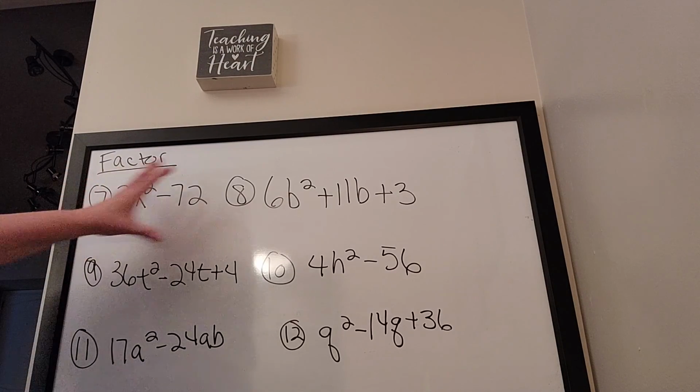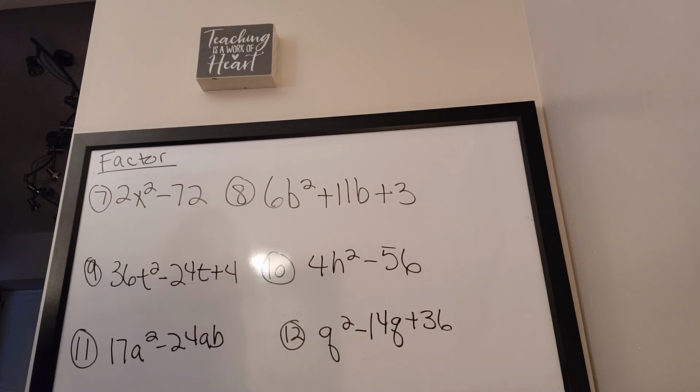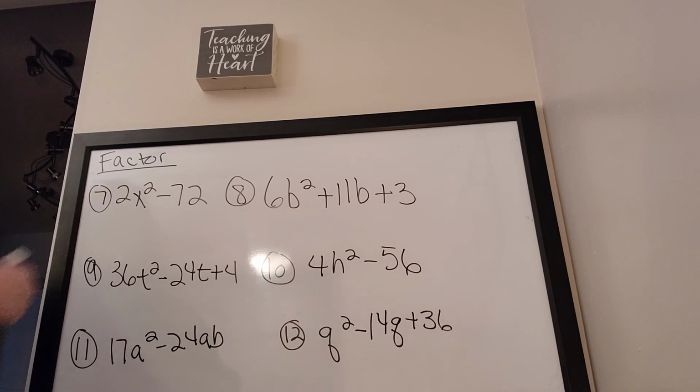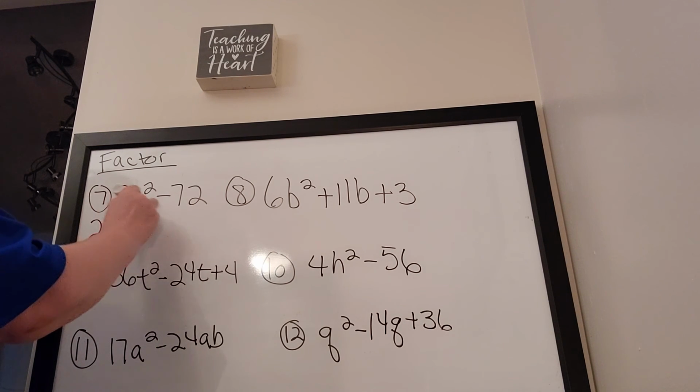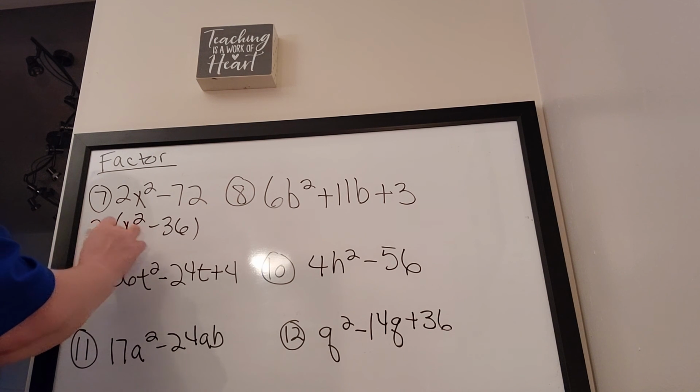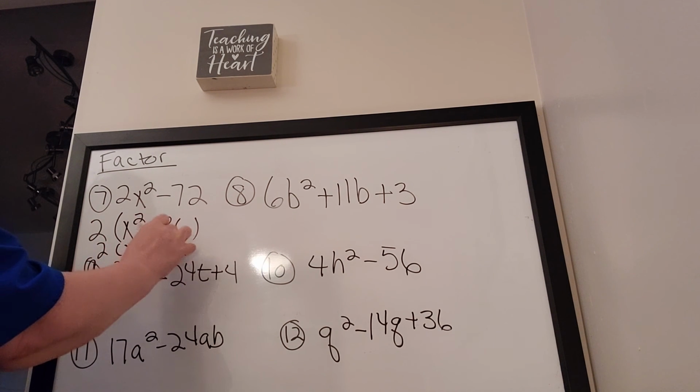Okay, now we're going to factor these, and they could be different kinds. They might be perfect square trinomials, they might be difference of perfect squares, or they could just be trinomials that we factor one of those old-fashioned ways. So let's take a look. First thing here I see is they have a greatest common factor, which is 2. So we always have to take greatest common factor out first. So we're left with x squared minus 36. This is the difference of perfect squares. So it's 2 times x plus 6, x minus 6.